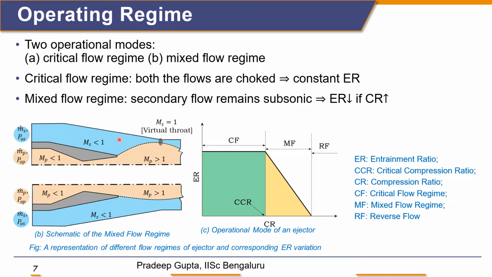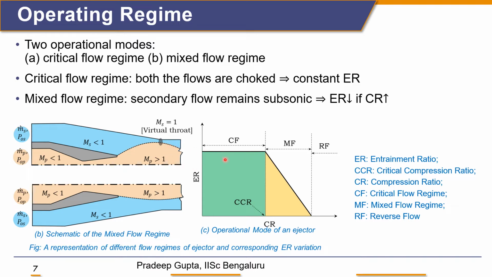Even though we don't have any physical boundary between primary and secondary flow, the expansion of the primary flow allows the secondary flow to choke at this point. Since no physical boundary is involved, we call that a virtual throat. As we all know, when the flow is choked, it allows the maximum mass flow rate. So the primary flow is choked and allows the maximum mass flow rate of m dot p, and the secondary flow is choked and allows the mass flow rate of m dot s.